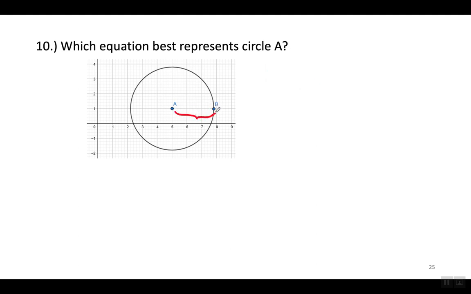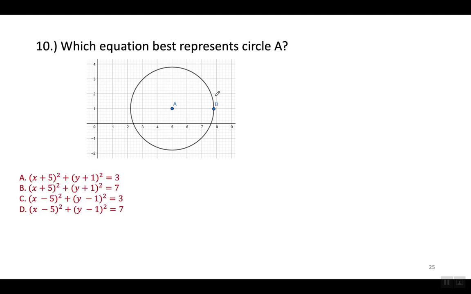Because remember, the radius is the distance from the center of the circle to the circle. And if you look at it, the distance from A to B, 1, 2, it's in the middle. And that's how it is on the test, by the way. That's why I put this example like this. It's between 2 and 3, but closer to 3. All right? So let's look at the answer choices.